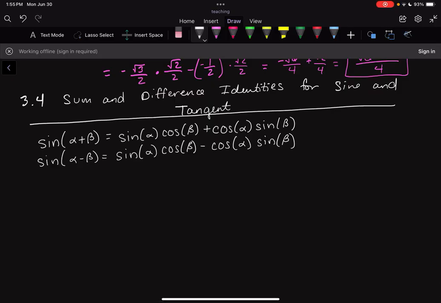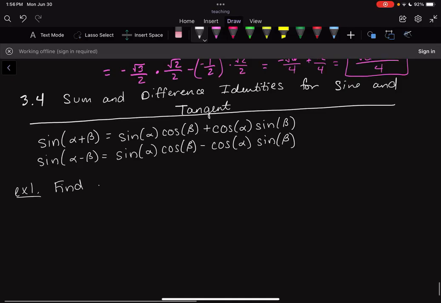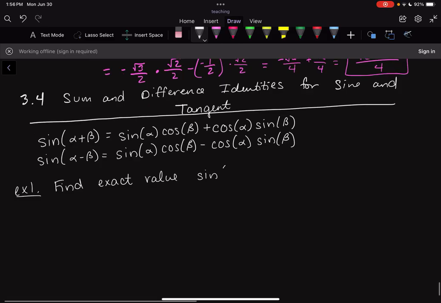And so these problems are going to be super similar to the last section. It's just now we're using sine, so it's going to be a slightly different identity. So I'll say find exact value, sine, and this one is 195.